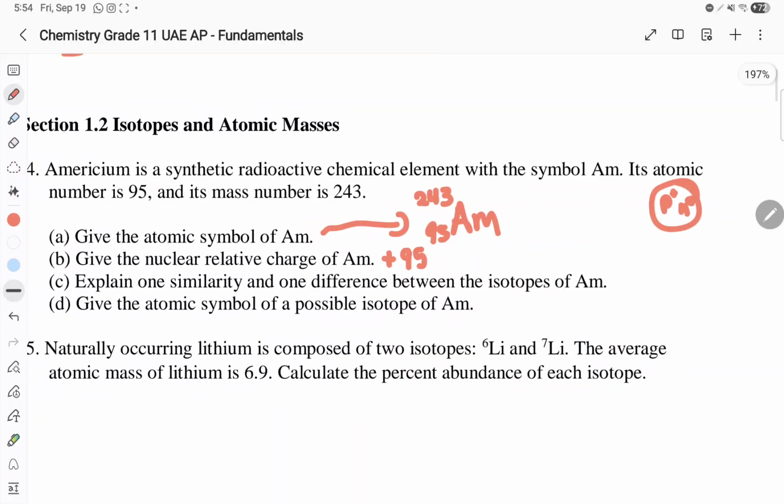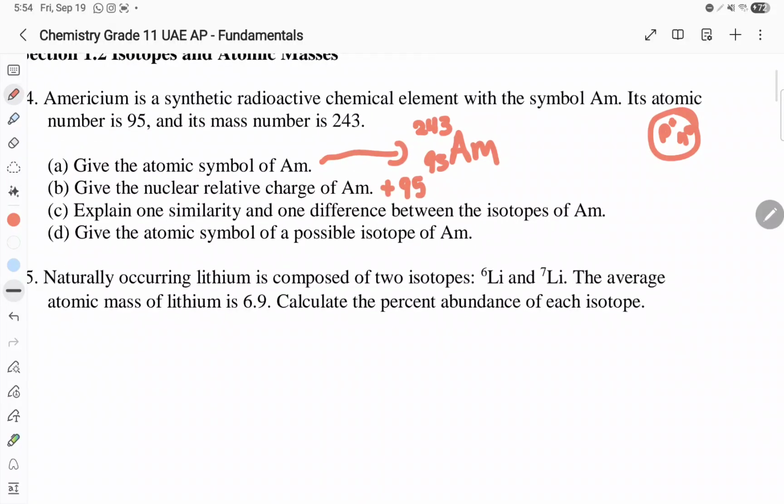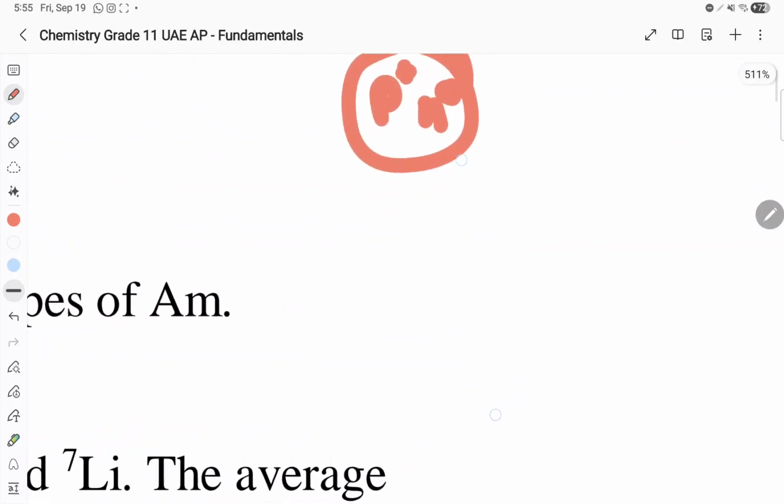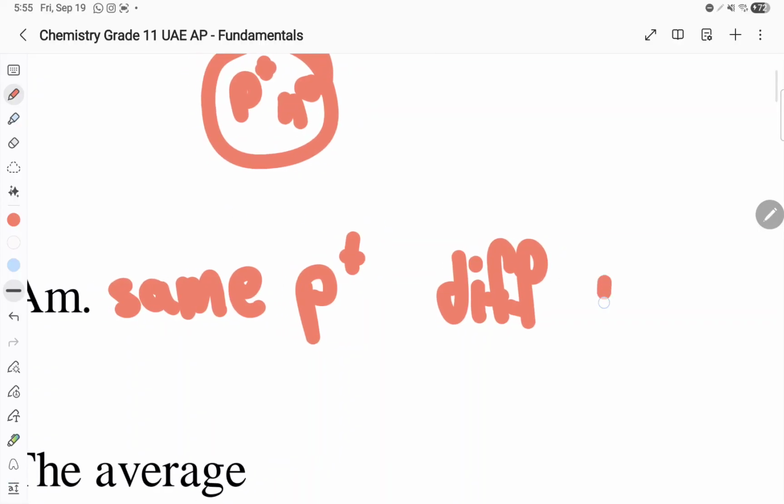Explain one similarity and difference between the isotopes. Isotopes are two atoms that have the same number of protons, same electronic configuration, same number of electrons, but they have different numbers of neutrons. So one similarity is same protons, different neutrons.